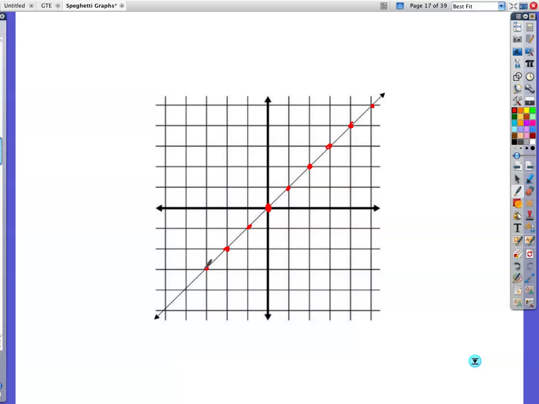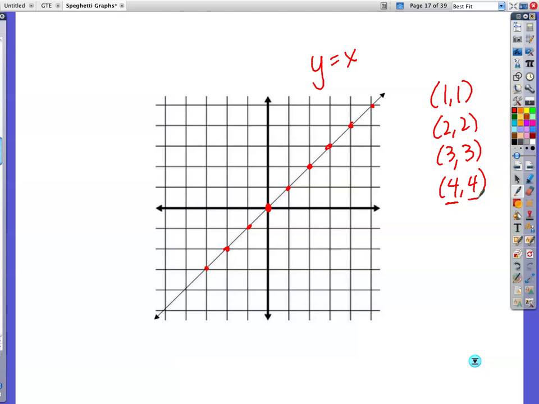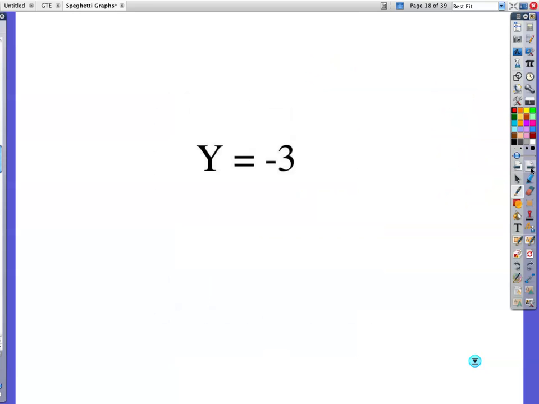Okay, I also want to point out the equation was y equals x. And if I were to list those points, it would be 1, 1. If I were to list this point, it would be 2, 2. List this point, 3, 3. Keep going, notice what happens. Your x value is equal to your y value. Y equals x.